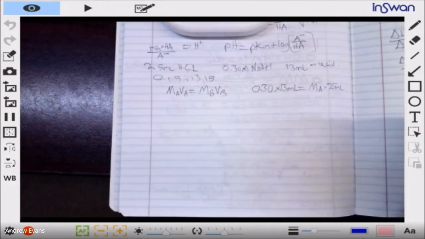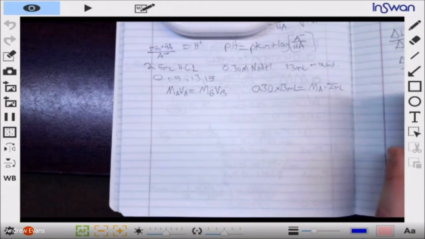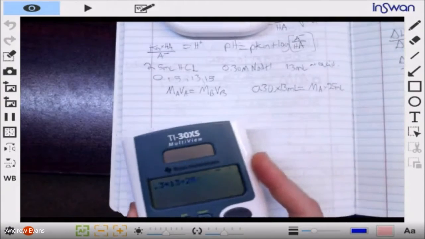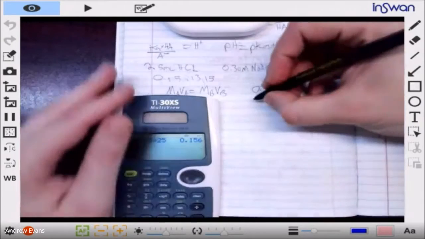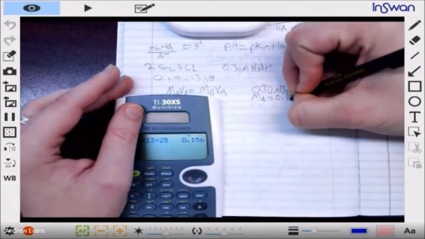So what is the molarity of acid under those situations? So 0.3 times 13 divided by 25. The molarity of acid would be 0.156.